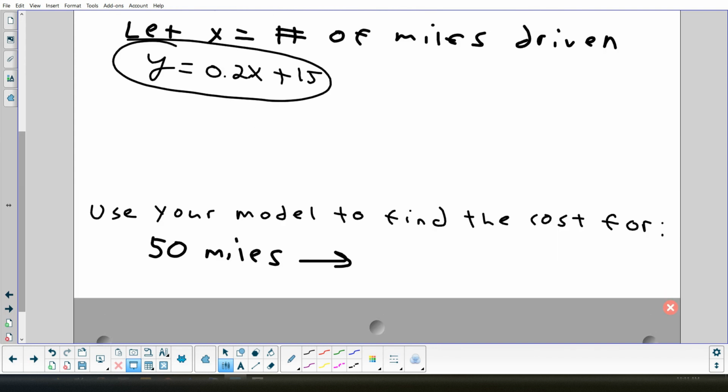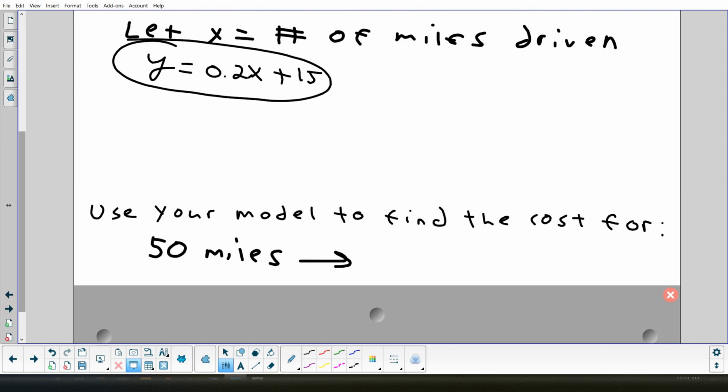Next thing, they want us to use that equation to make a prediction for the cost. So use your model, use your equation, to find the cost for 50 miles. So how would I do that? What do I do with the 50 in my equation to get the cost? Let's see, Alex? You plug it in for the X. Yeah, tell me what to plug in first and then we'll solve it. So you plug in 50 for X.